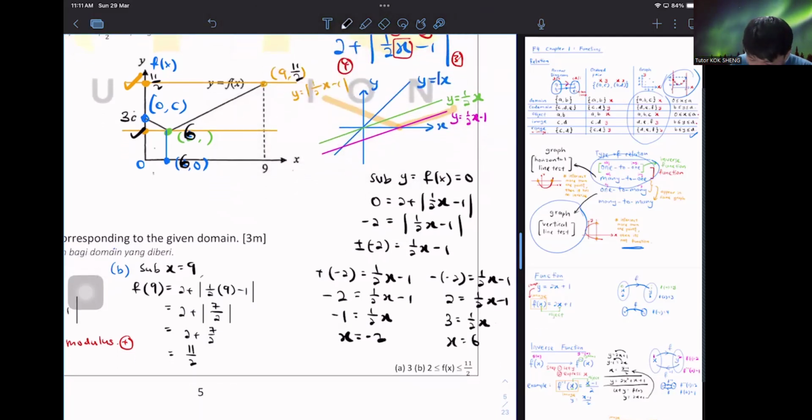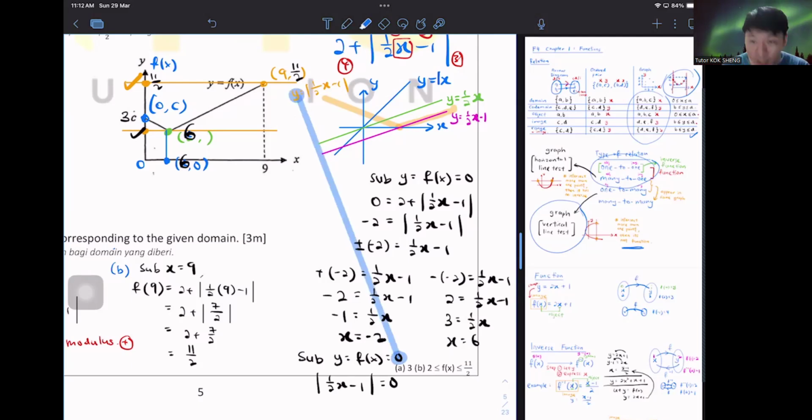Okay, so I write here again. I subbed in the wrong place already. So we have to sub 0 into the equation of this one. Which means we sub the 0 here, not this.